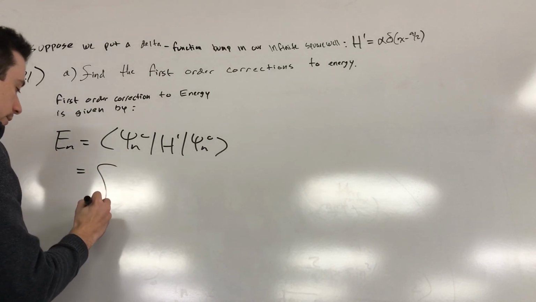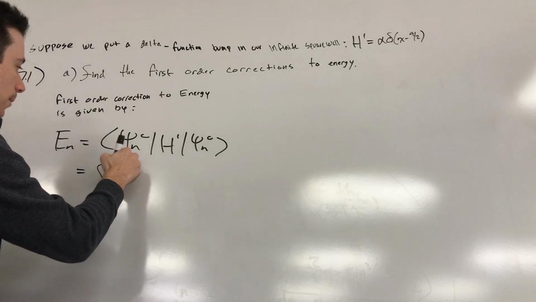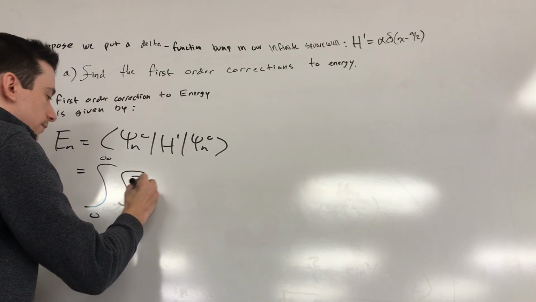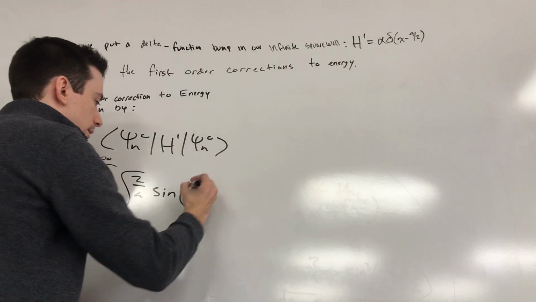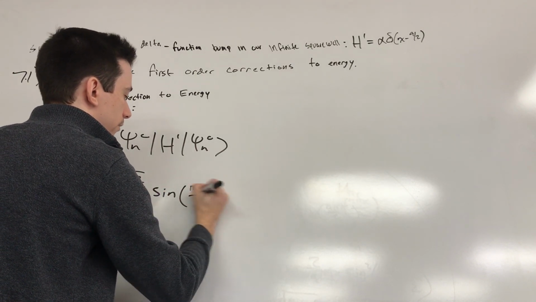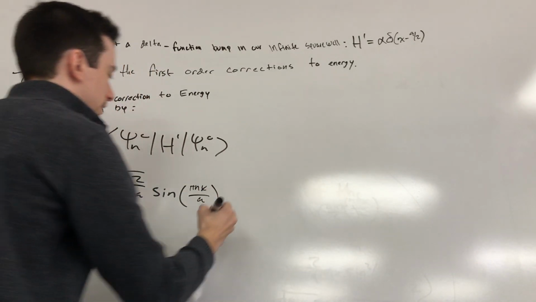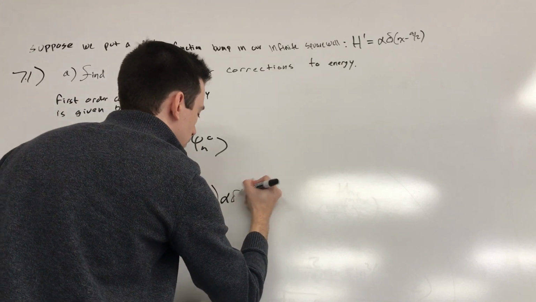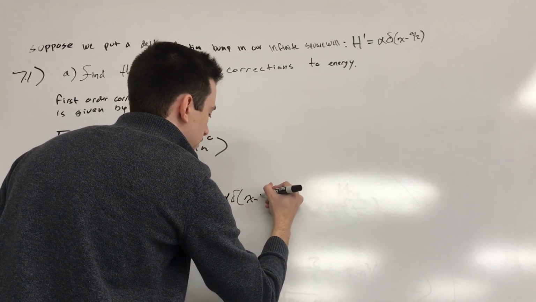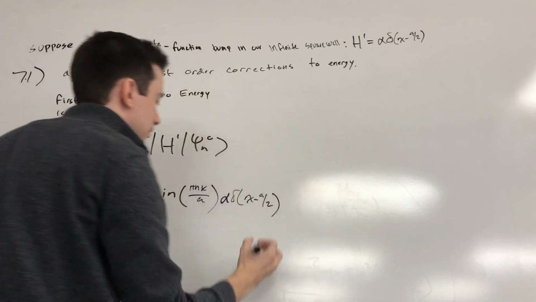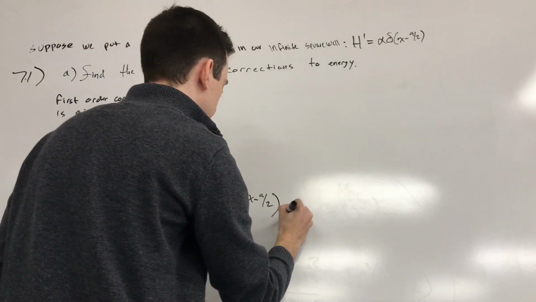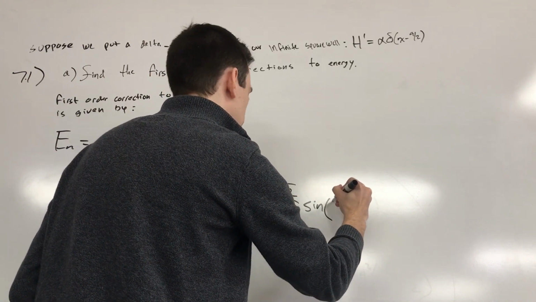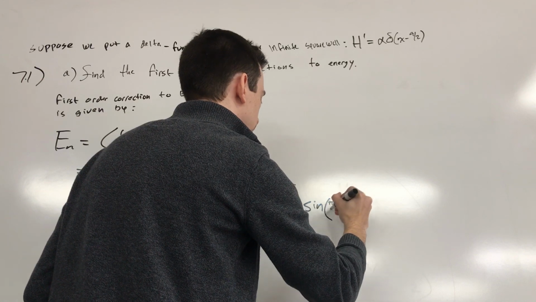First thing we're going to do is write our integral down from 0 to infinity. We're going to use our sines from the infinite square well. What does this look like? It looks like the square root of 2 over a, sine of pi n x over a, times our potential, alpha delta of x minus a over 2, and then the next square root of 2 over a, sine of pi n x over a.